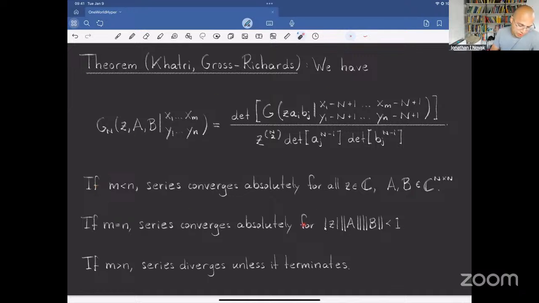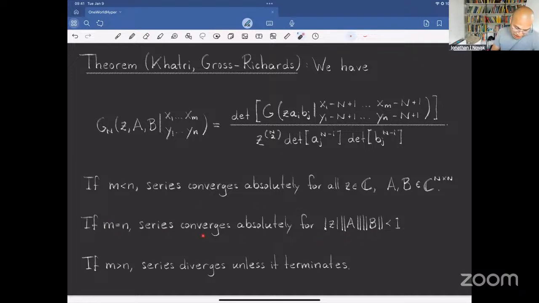And this tells you the convergence conditions for these series immediately as basically being inherited from the convergence conditions from just univariate hypergeometric functions. So, as long as each of the entries of your determinant is analytic, you're going to get an analytic function of several complex variables. And the required conditions are that, well, if m is less than n, each of these things is an entire function. So you're fine for any z and any matrices A and B.